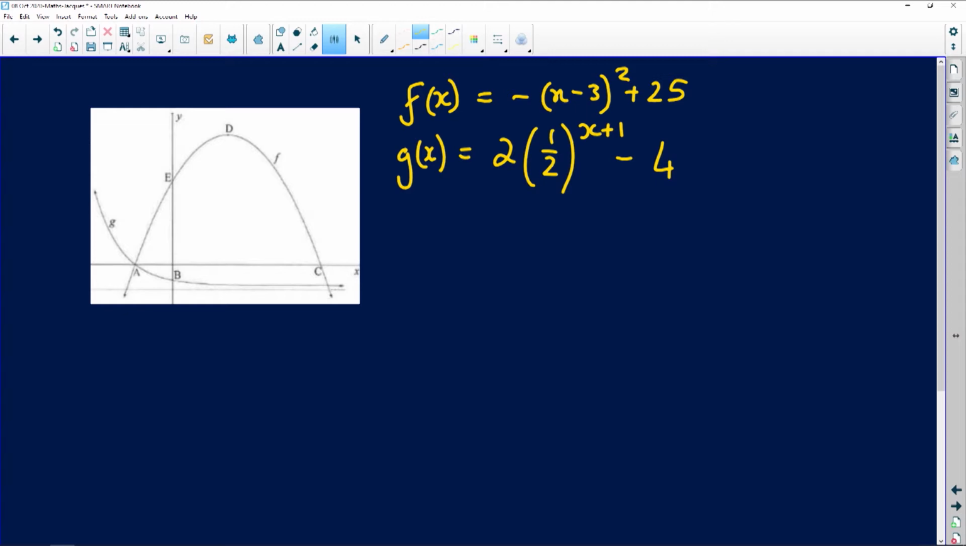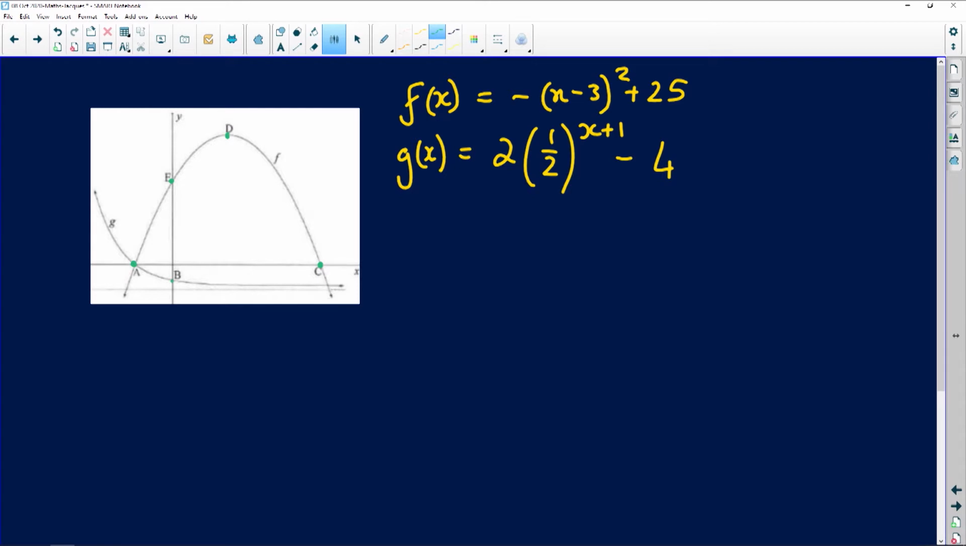They say graph f and g, in fact, cuts the x-axis at point A, which is over there. And the parabola cuts the x-axis at C and has a turning point at D and a y-intercept at E. Then finally they tell us the graph G cuts the y-axis at B.